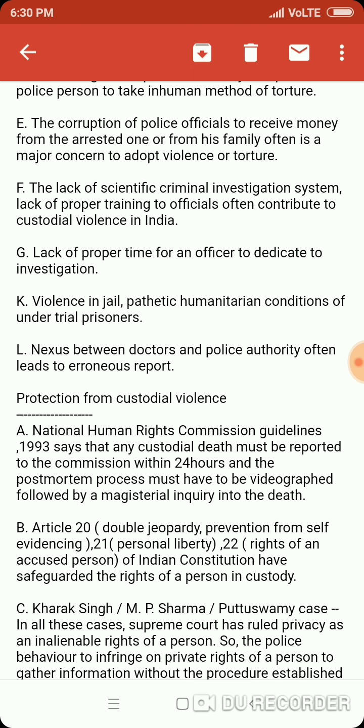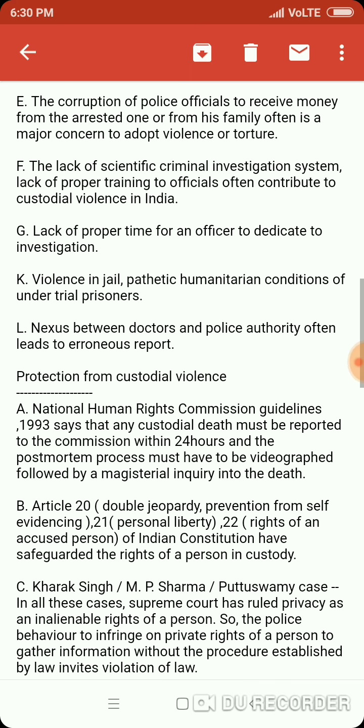The lack of a scientific criminal investigation system, and lack of proper training of officials, means they do not know how to investigate properly using scientific techniques and a psychological approach. There is no existence of such a procedural criminal investigation system based on science.